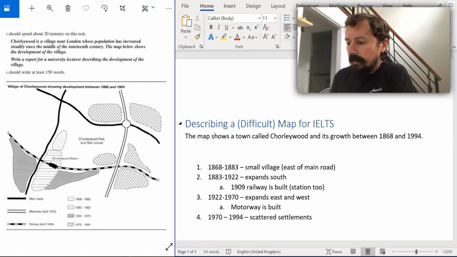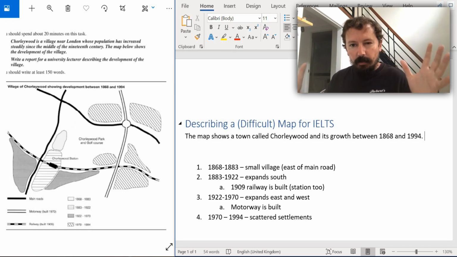So for a first sentence, I'm going to start with the map shows a town called Charliewood and its growth between 1868 and 1994. I think this is a nice broad sentence. It introduces the reader with an easy idea, with the key information, the name of the place and the time period. We've also said this is a map, which is important. It's not a line graph, it's not a bar chart.